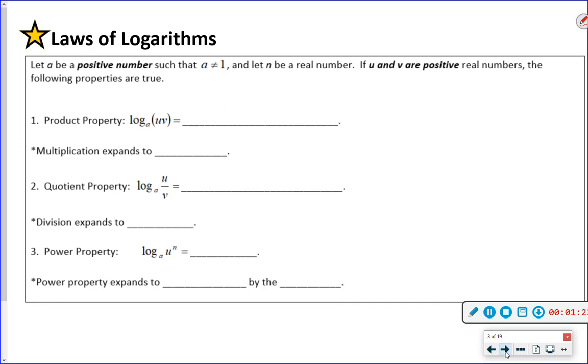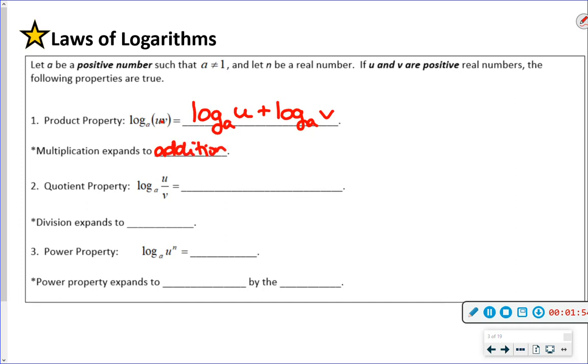All right, product property. Now, for dramatic emphasis, I know you know there's a times between U and B. I'm just going to put the dot there so you know product, of course. So if you have a log of a product, that is equivalent to if you do the log, notice it's base A, that's why I put the A on, and you do the sum of each of those. So product expands out to addition. So I'm going to fill in addition here on the blank.